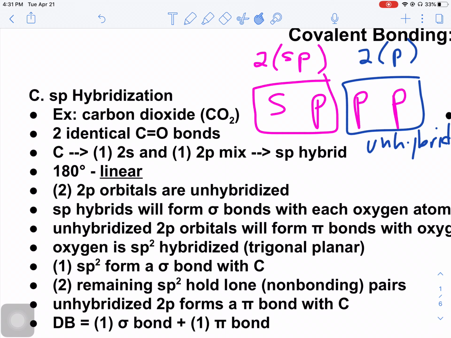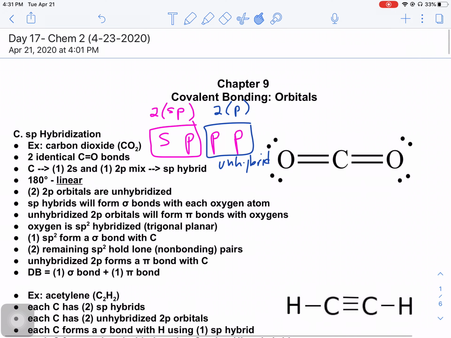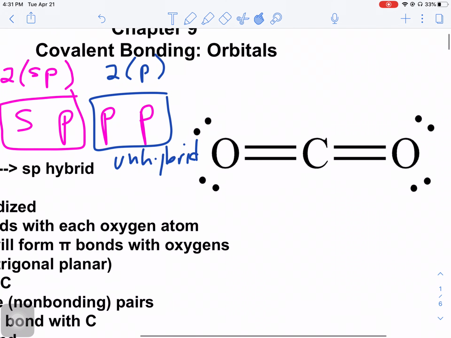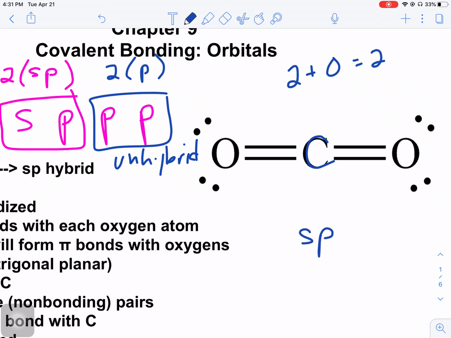Okay, now let's look at a molecule that is sp hybridized, okay? Take a look at carbon here. Now, if we're talking about carbon, carbon has two neighbors. Carbon has zero unshared pairs, so carbon has two effective pairs, and carbon is sp hybridized.